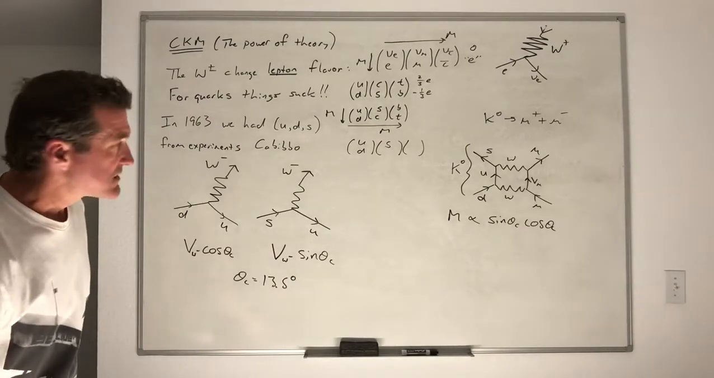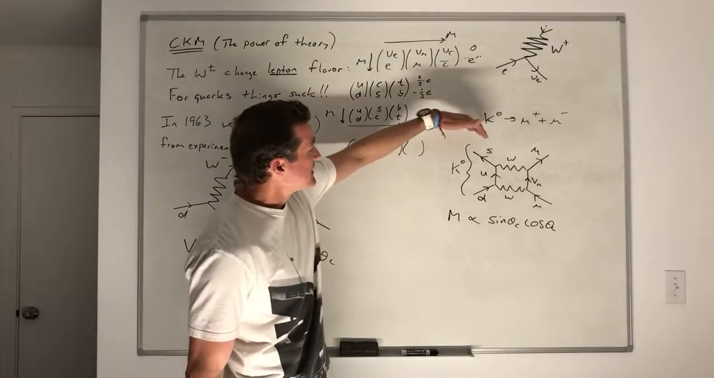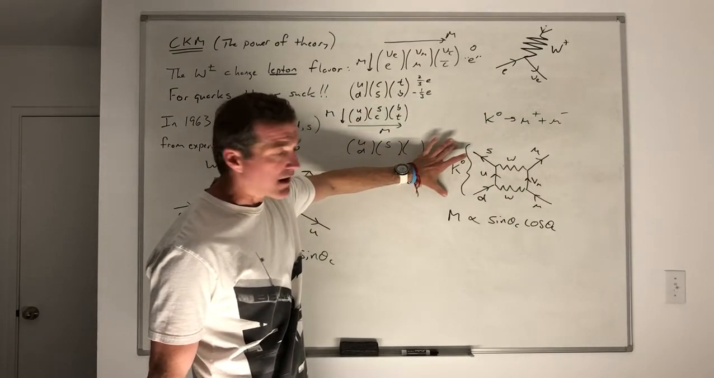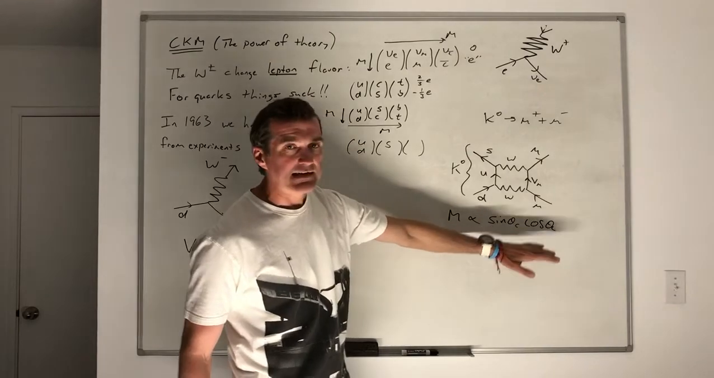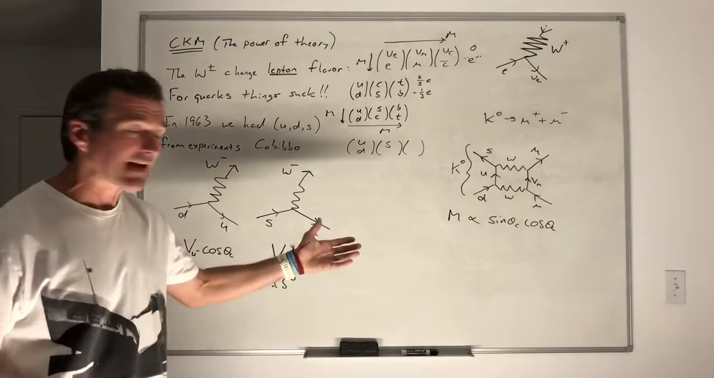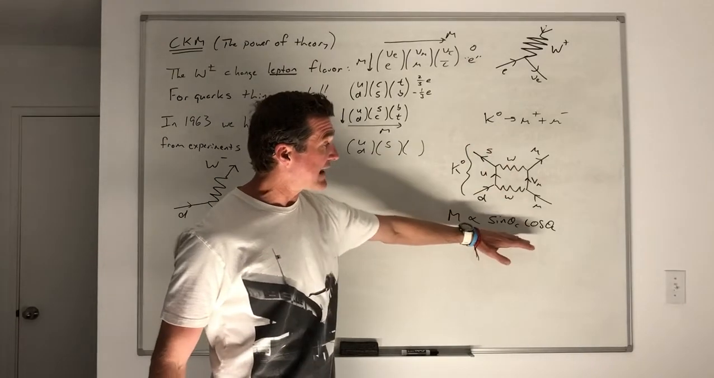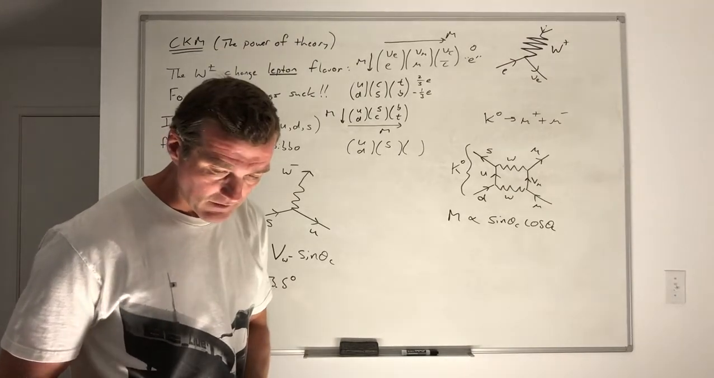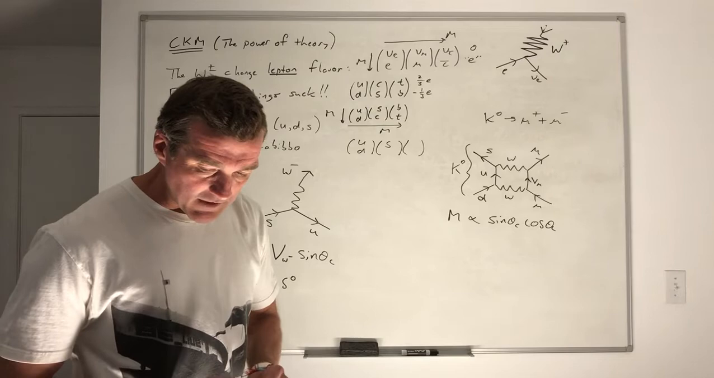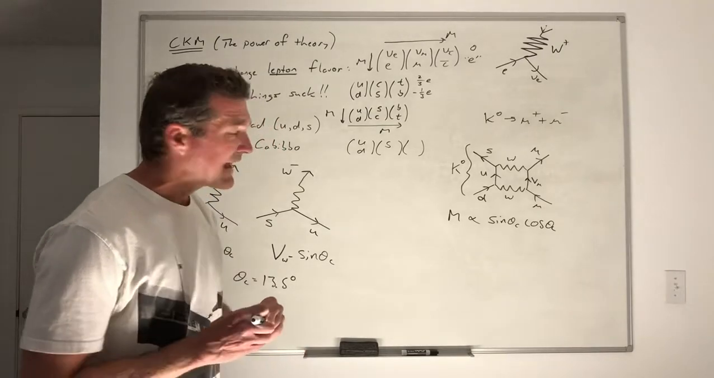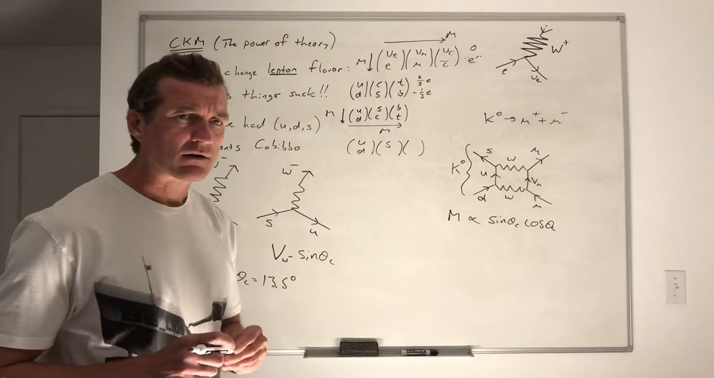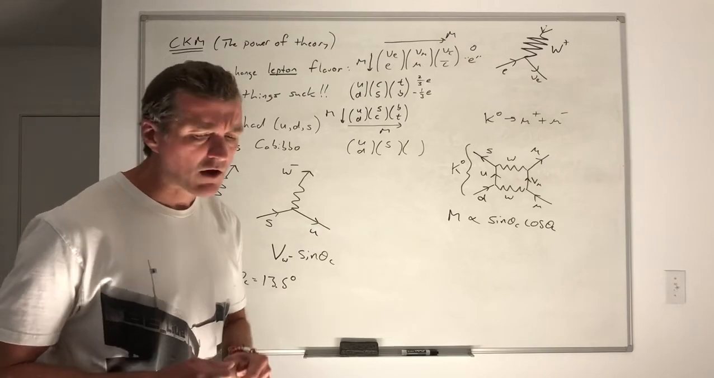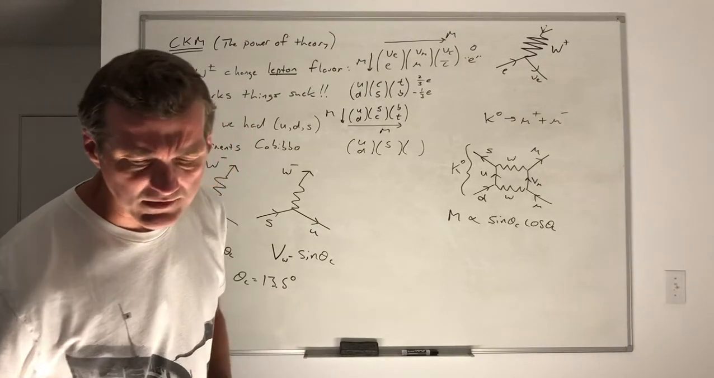Okay? So, here is the lowest order diagram that describes the decay of the neutral kaon. It's proportional to sine theta c cosine theta c, and theta is 13.5 degrees. So that's fourth order, and this is bringing the value down. Okay? But here's the thing. K0 actually lives a lot longer than this predicts. It lives a lot longer than this diagram being the main contribution predicts.